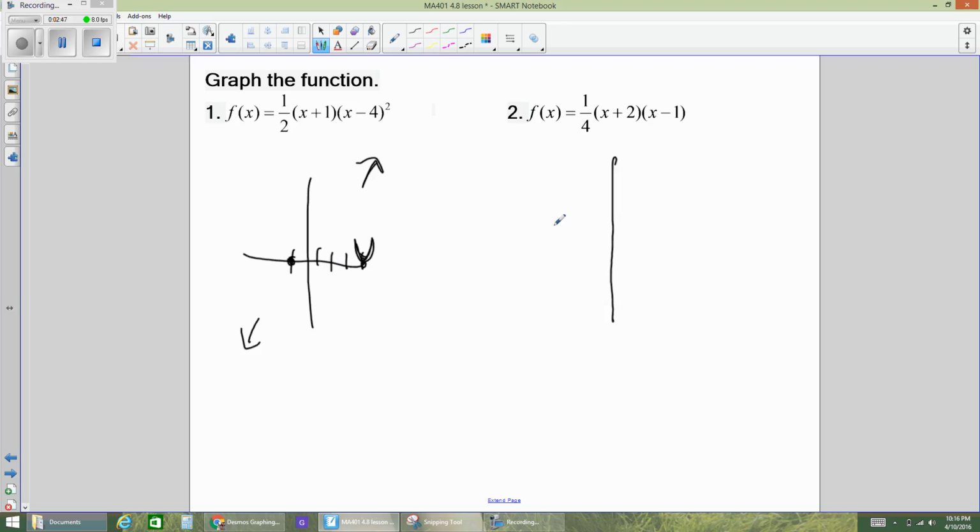Okay, on number 2, positive again. That's a 1/4 is positive. And there's an x with the x plus 2, and there's an x with the x minus 1. So it is a positive even. And we'll be going through -2 and +1 with no bounce this time. So that's all you need to draw.